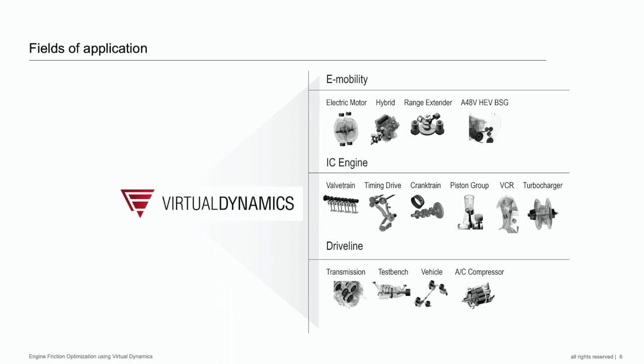We can also model and simulate transmission, test bench, and vehicle driveline. AC compressor is just an example. We can basically model and simulate any mechanical system. We also address the e-mobility topic very well. We have a dedicated electric motor component that we can use in EDUs and hybrid powertrains. We can also model and simulate range extender or belt starter generator systems.